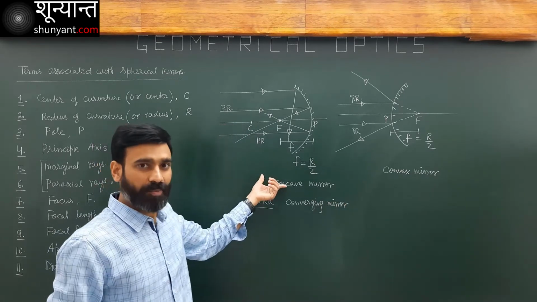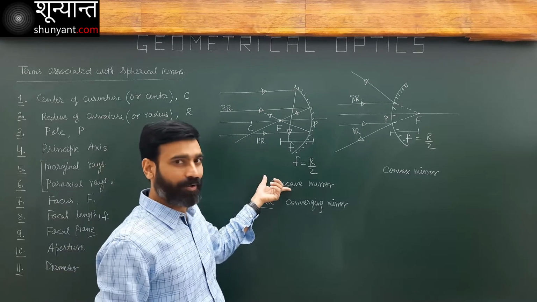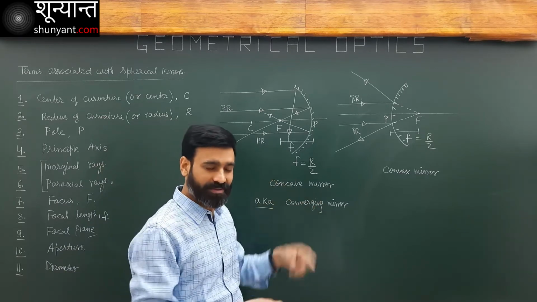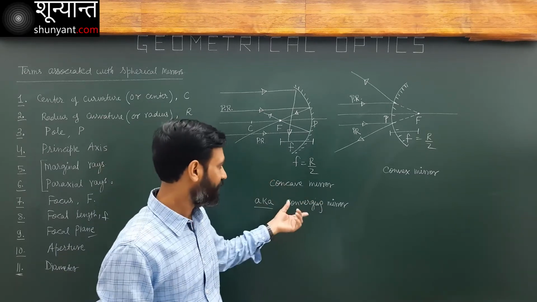This is because of its geometrical property. We are calling it concave mirror, and this is because of its optical property that I am calling it converging mirror.